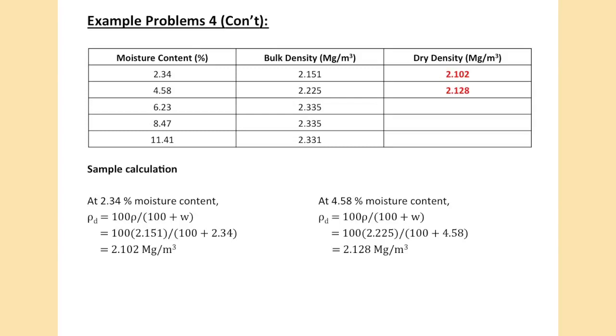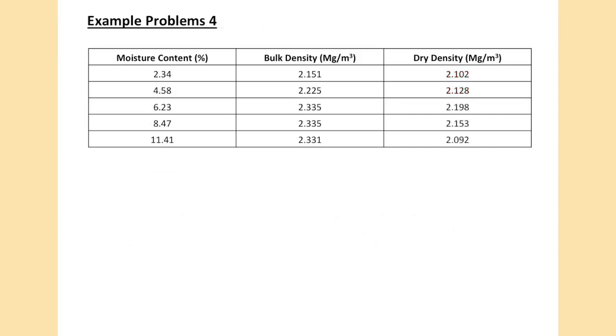When moisture content is 2.34% and bulk density is 2.151 megagram per cubic meter, therefore the dry density is 2.102 megagram per cubic meter. Now, try to calculate and fill up the rest of the table using the formula given. This is the completed table for question 4. Please check and ensure that your answers are correct and do correction if necessary.